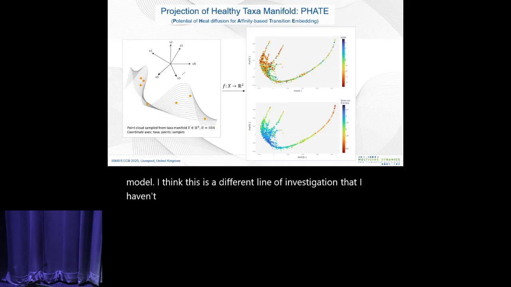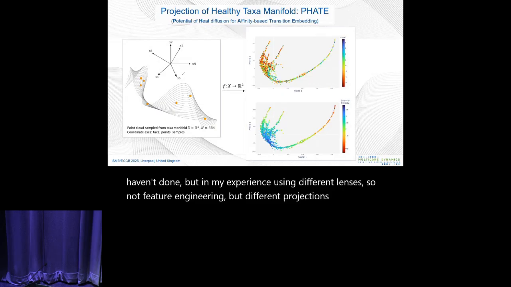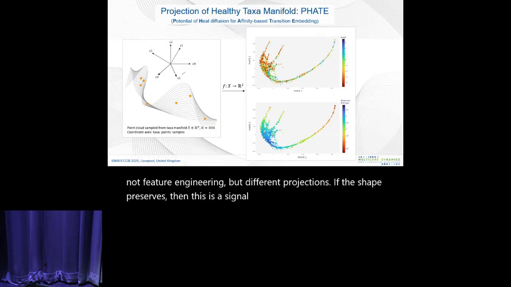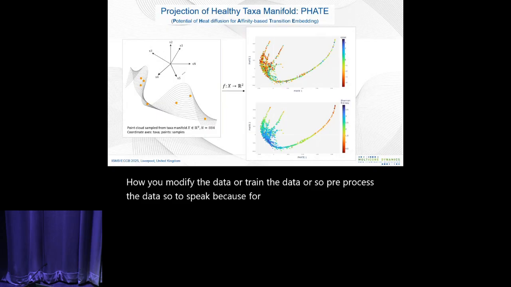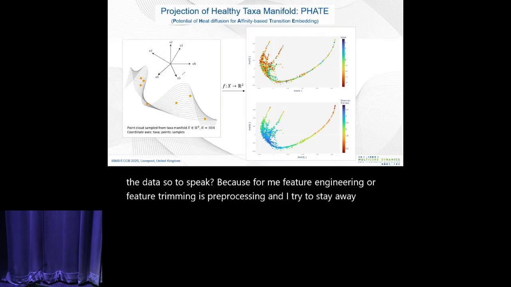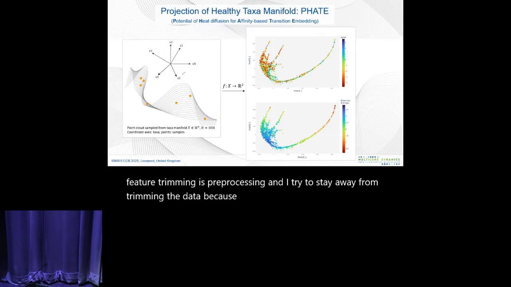But in my experience, using different lenses, so not feature engineering but different projections, if the shape is preserved, then this is a signal that is preserved no matter how you modify, trim or pre-process the data, so to speak. For me, feature engineering or feature trimming is pre-processing, and I try to stay away from trimming the data because sometimes you risk losing important information. So, yeah.